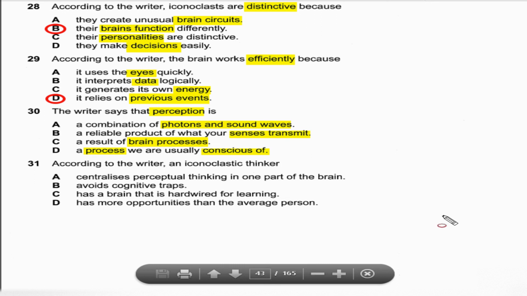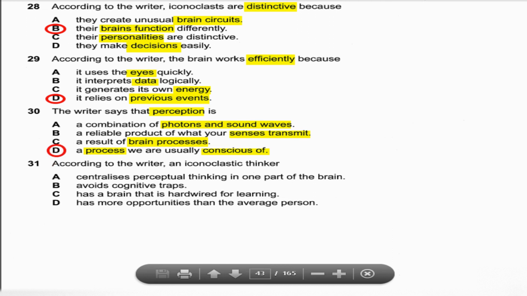Let's look back in the reading where it was talking about perception. It said perception is central to iconoclasm. It says it is a learned process. Everything the brain sees, hears, or touches has multiple interpretations. So this does seem like a process we are conscious of. We are consciously aware of. So I'm going to choose answer D.